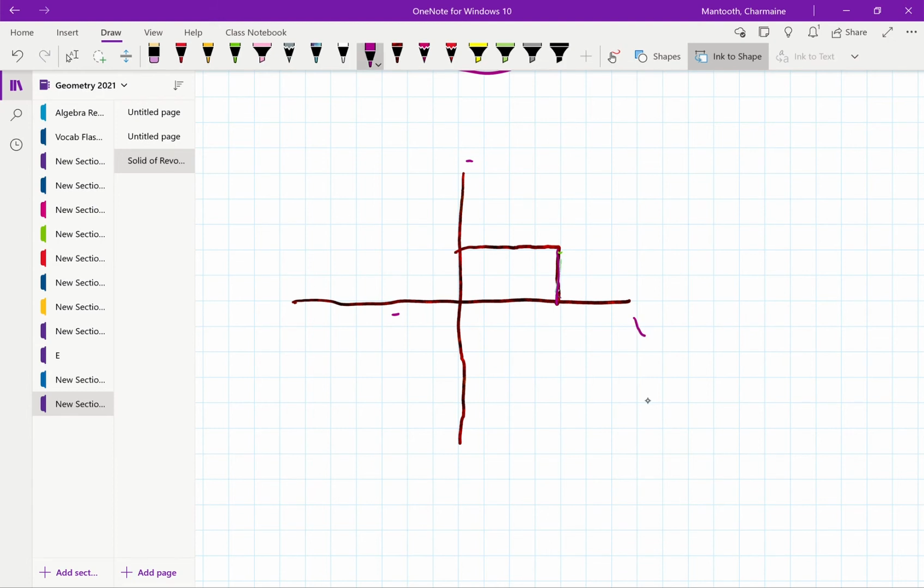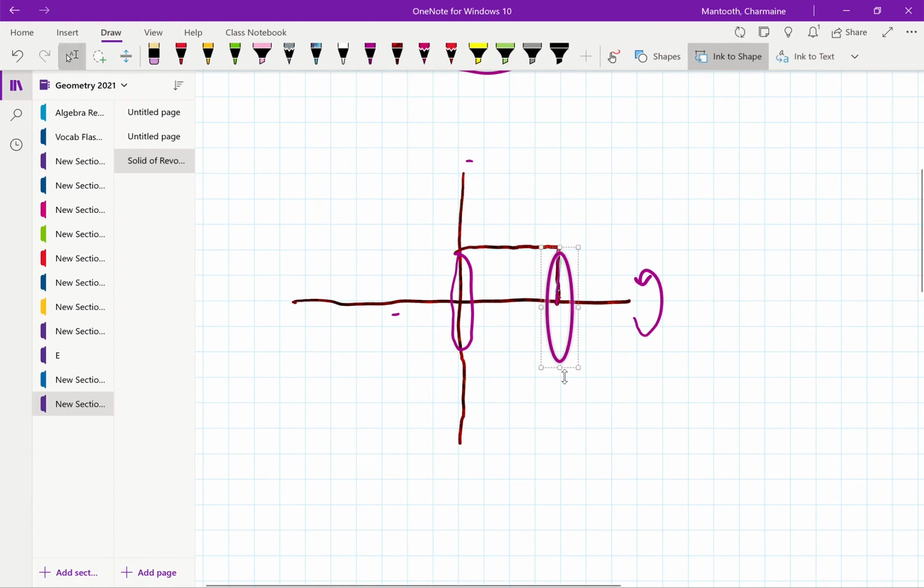So first let's imagine it revolving around the x-axis. If I revolve it around the x-axis, I get a circular base here. I get a circular base here. Can you picture what this is going to be? My ink to shape is not working very well, and clearly I'm not good at drawing these ovals. So there's a nice pretty oval, but it's not the right size. Let me change the size a little bit. That's a little bit better. So can you see that it's going to create a cylinder?